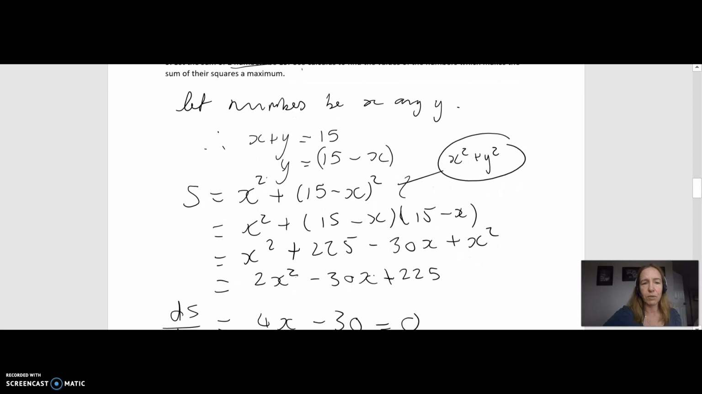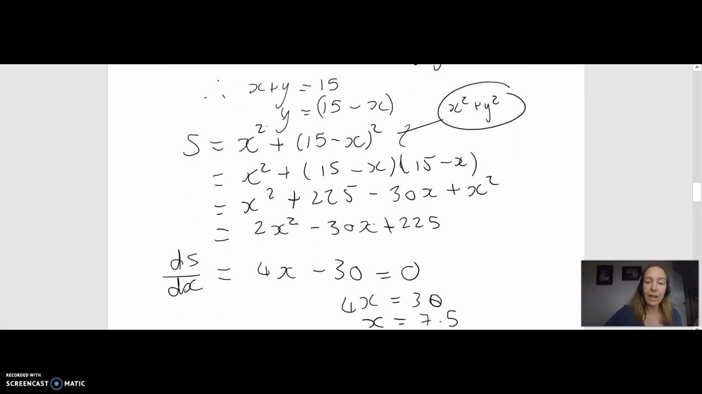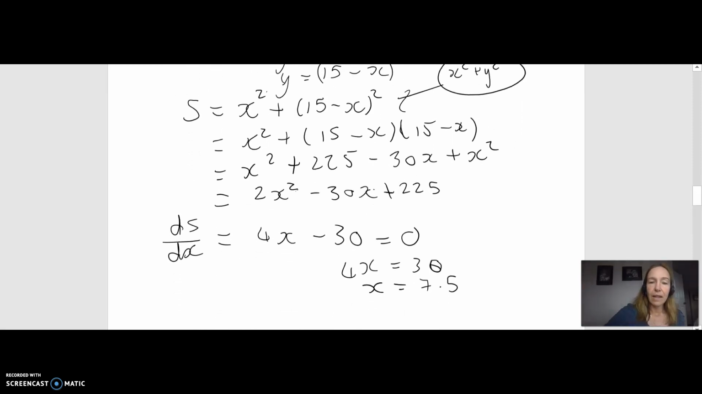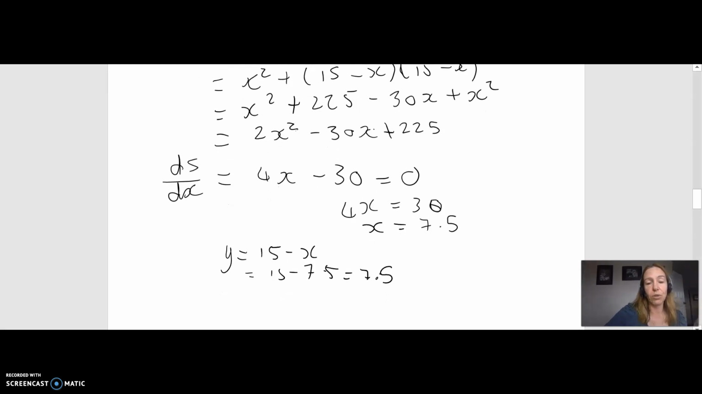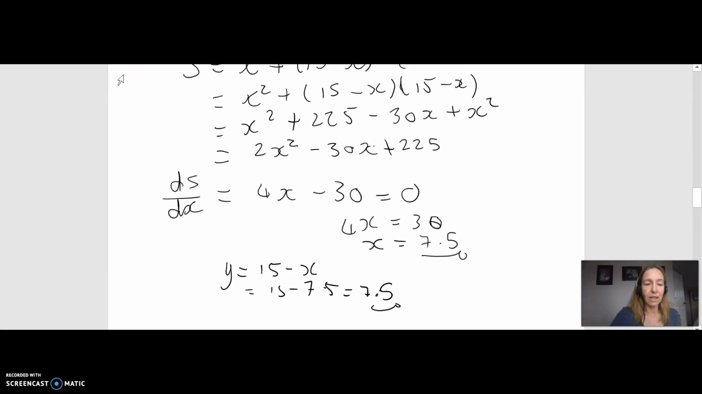Those are the values of the numbers which make the sum of the squares a maximum. So y equals 15 minus x, which is 15 minus 7.5, which is also 7.5. So the two numbers are both 7.5. You can say 7.5 squared times 2 is the answer. Cool.